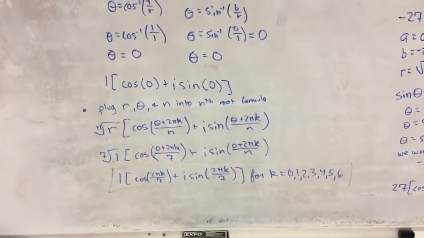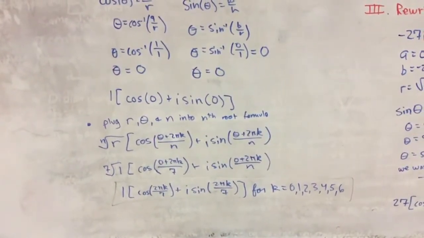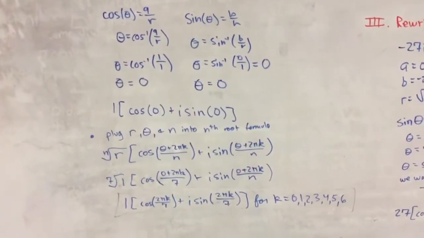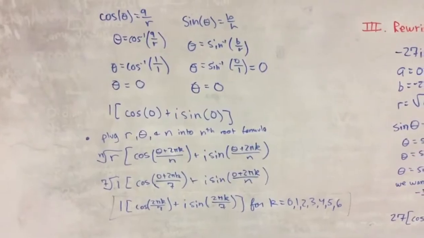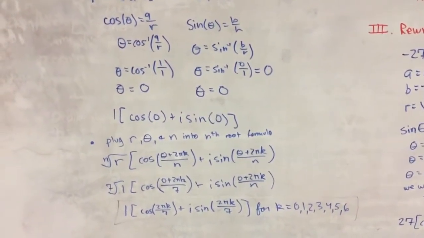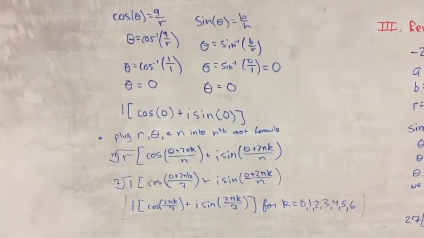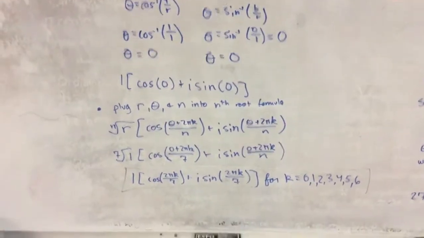Now, there are 7 values of k. Remember, k will be all the numbers in a sequence up to n minus 1. Our n is 7. K starts at 0, so it'll be 1, 2, 3, 4, 5, and 6. Notice there are 7 different k's. The actual answer for this problem would be to go and plug k in each time. However, I will accept this answer in this form because there are 7 of them.